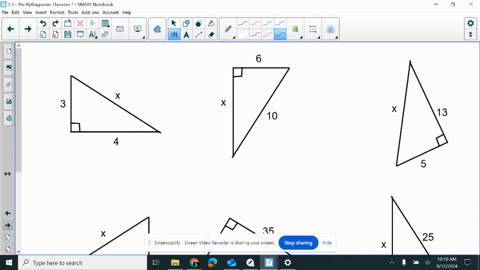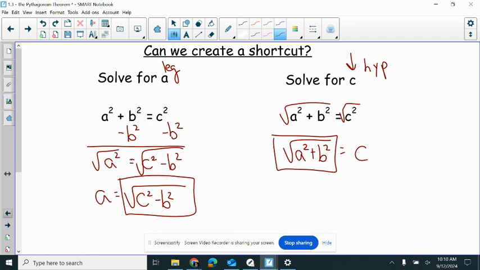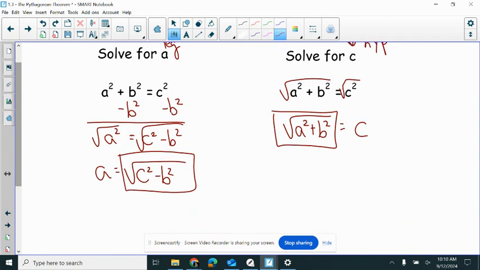So let's see how we can actually do this. The first thing we want to do is identify: am I solving for the hypotenuse or am I solving for a leg? In the first one, I notice that x is on the hypotenuse, so I'm solving for the hypotenuse. If you look at my two shortcuts, this one has addition, this one has subtraction. That's pretty much the only difference: is it going to be an addition or subtraction problem? If I'm solving for the hypotenuse, I'm going to be doing addition.